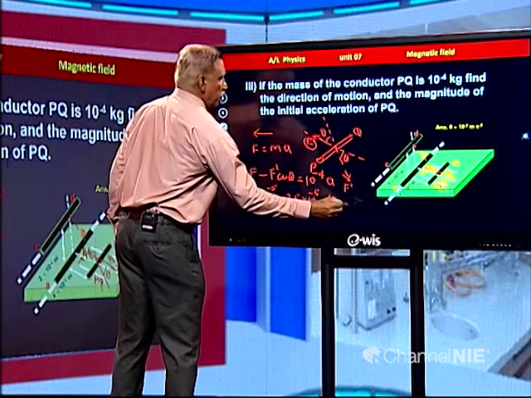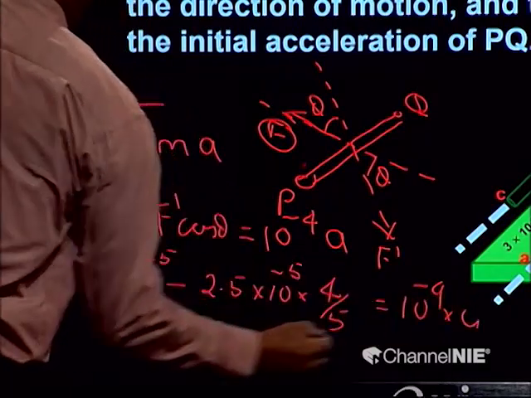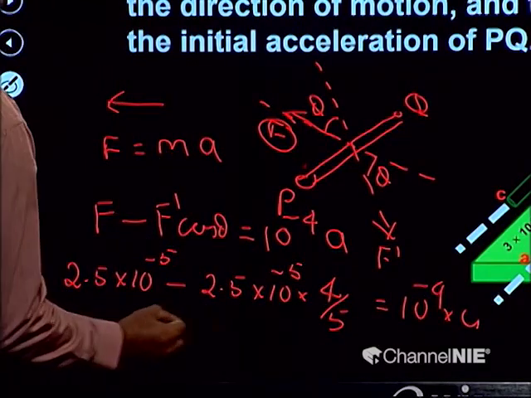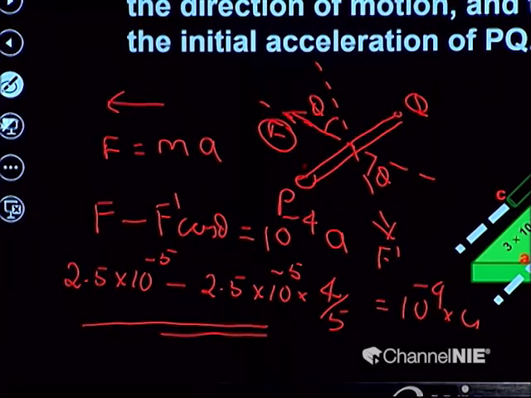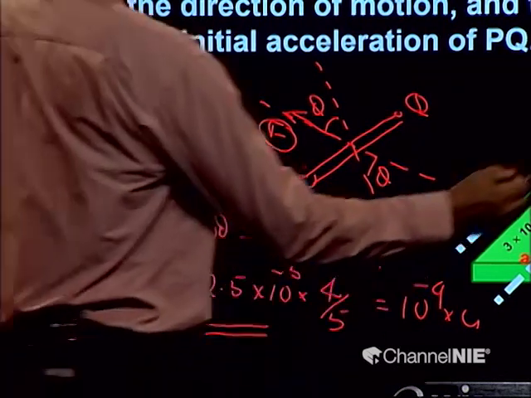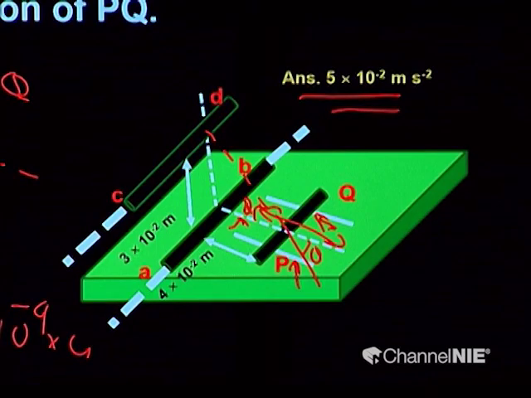That is equal to 10 to the power minus 4 into 8. So you can solve this and find the acceleration. The answer is 5 into 10 to the power minus 2 meter second to the power minus 2. Okay, now we go to the fourth part.